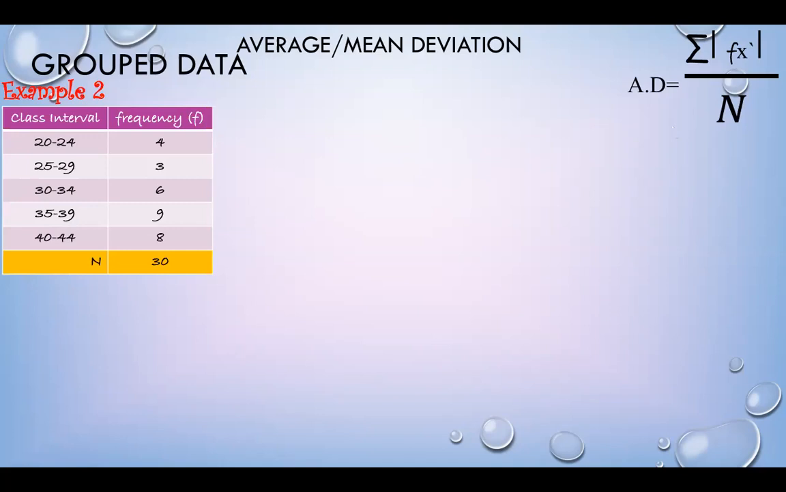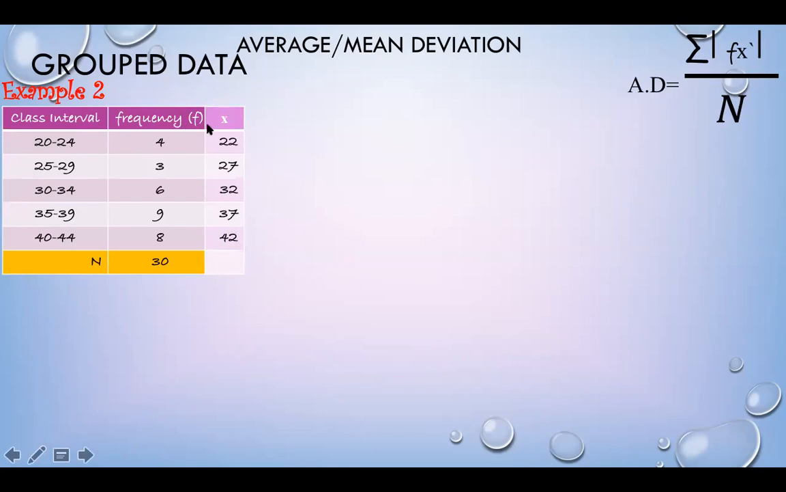Go through that video and see how to calculate the mean of the grouped and ungrouped data also. To find the mean of this data, I have to find the midpoint of each class interval. How to find the midpoint of each class interval? It is the summation of the two limits of the class interval divided by 2. It is 22, 27, 32, 37, and 42.